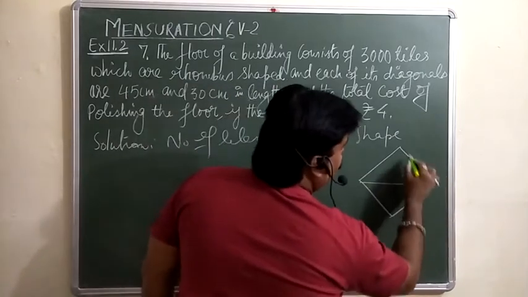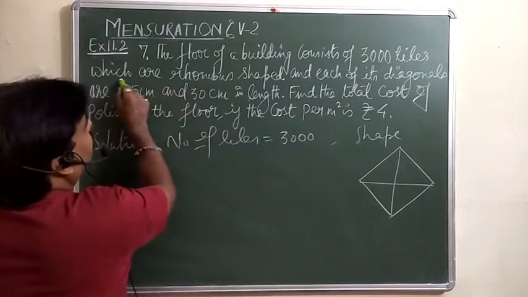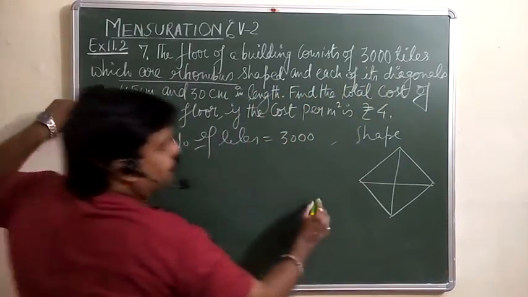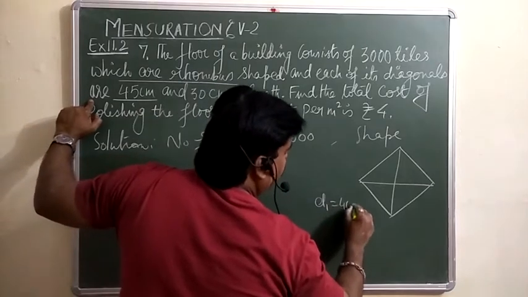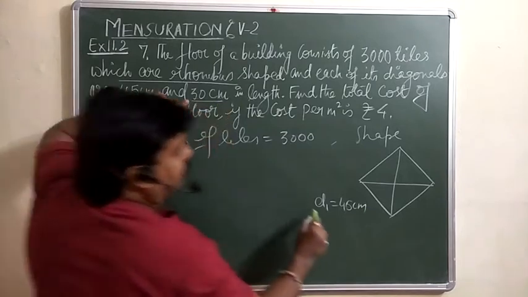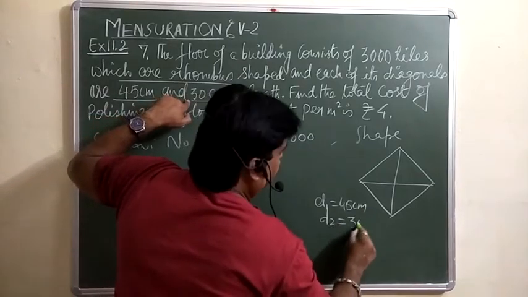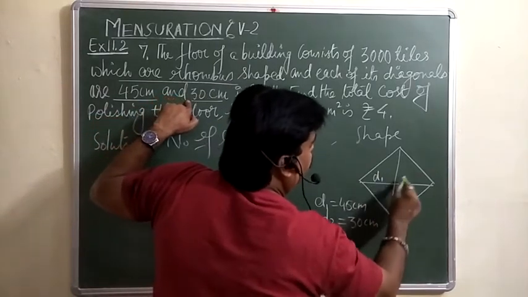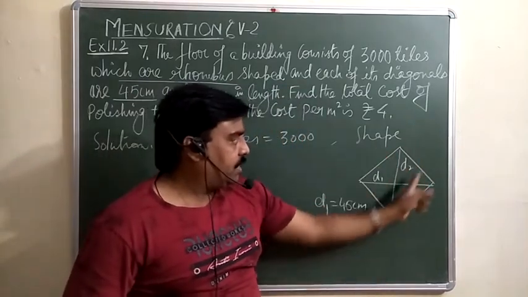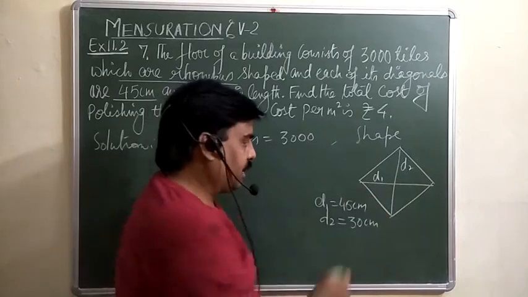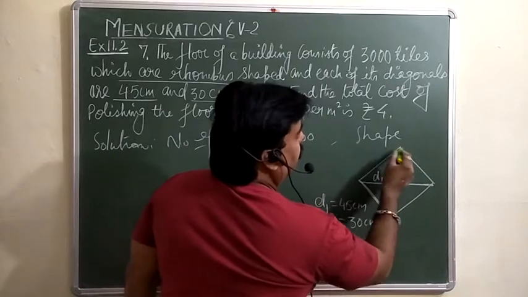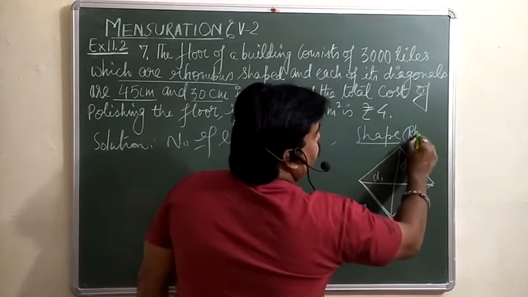And the diagonals of this rhombus are already given, and each of its diagonals is 45. Means the first one, D1, is 45 centimeter, and D2 is 30 centimeter. This is your D1 and this is your D2. These are the diagonals. The tiles are in the shape of the rhombus. The shape of the tiles is a rhombus.